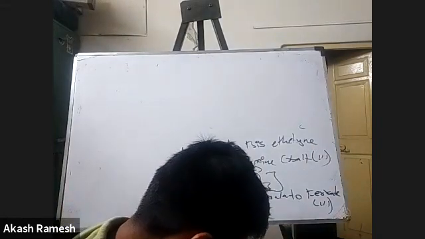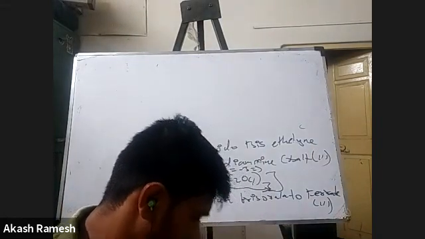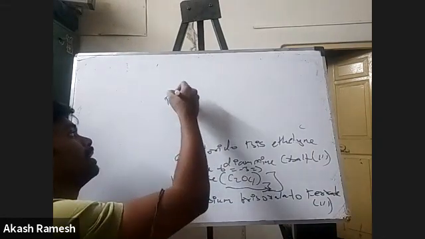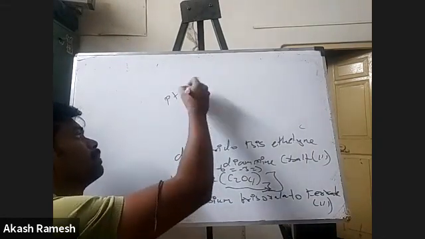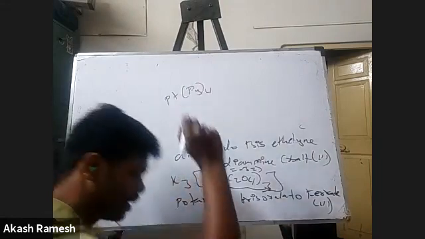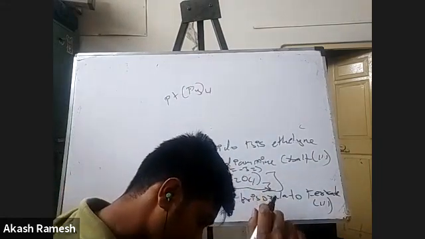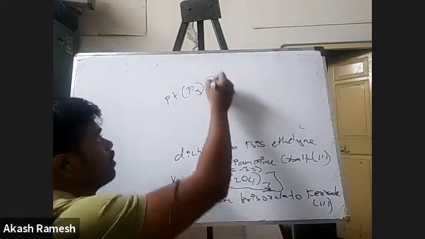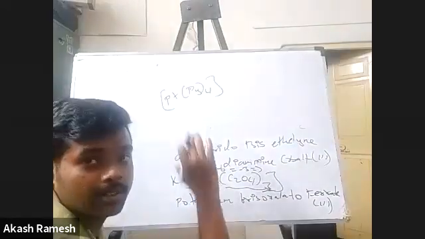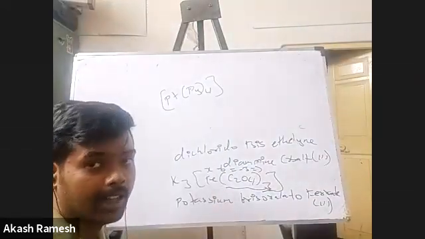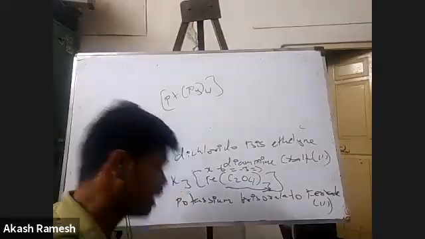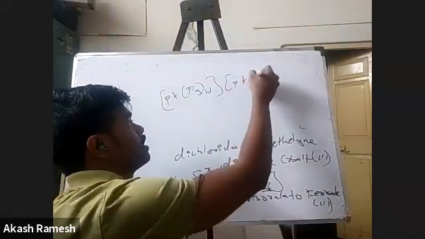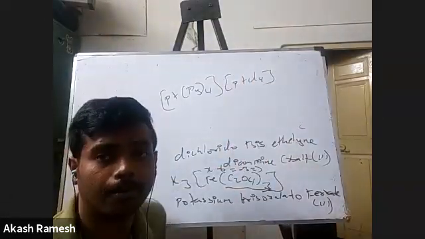Say, if I had this particular compound, [Pt(py)4][PtCl4]. PY is pyridine, guys. PY is pyridine as a ligand. Okay, fine. And then PtCl4.